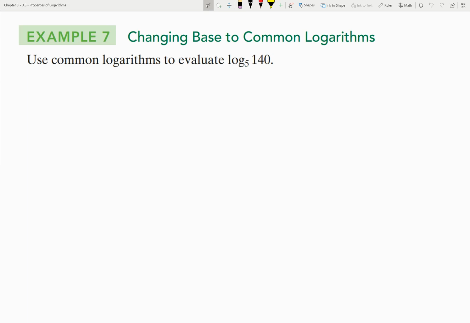Okay, so let's use common logarithms. The log base 5 of 140. So if I change this with common logarithms, log base 10, that's the log of 140 over the log of 5. And when I do this, I get 3.0704.